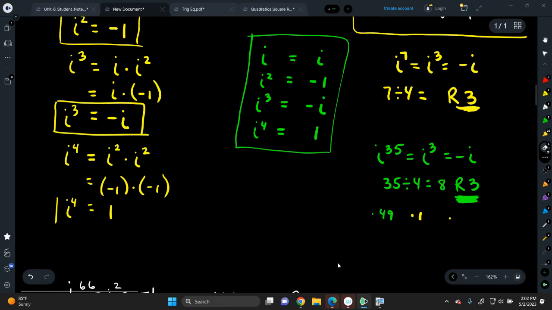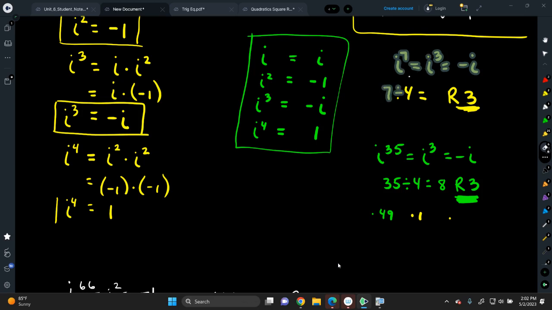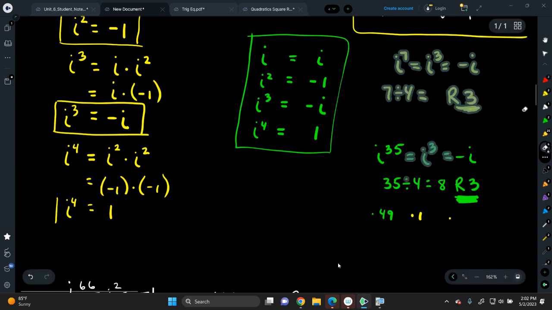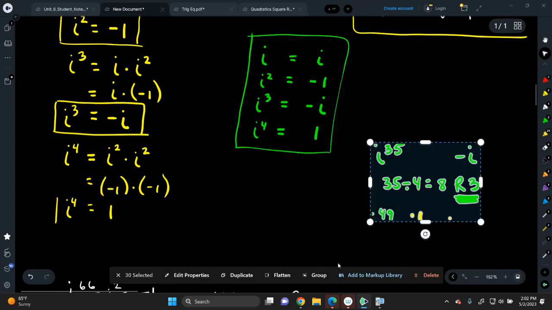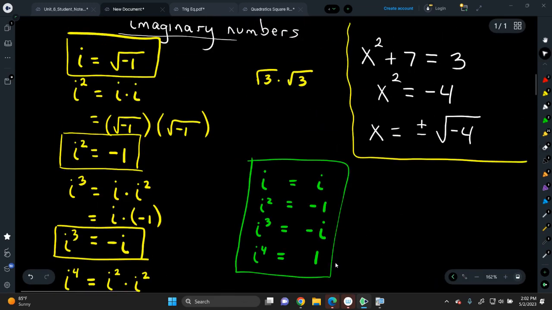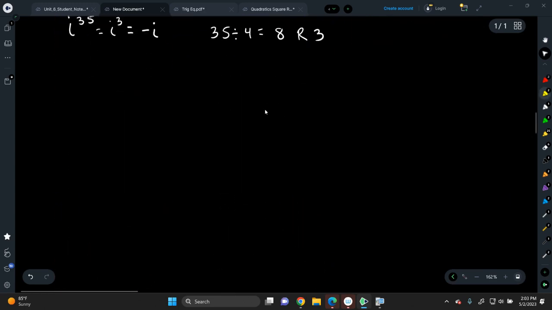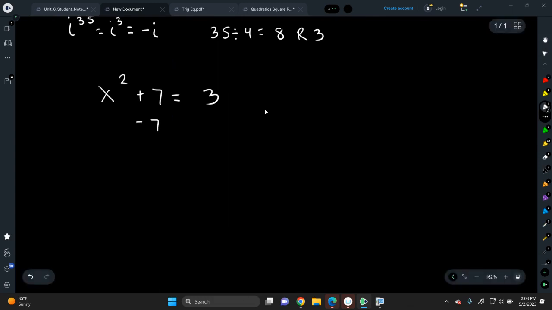Okay, let's go back and look at that equation that we were working with. Let me just rewrite it down here. x squared plus 7 equals 3. So if we subtract 7 from both sides, we get x squared equals -4. And then we're taking the square root of both sides: plus or minus the square root of -4.